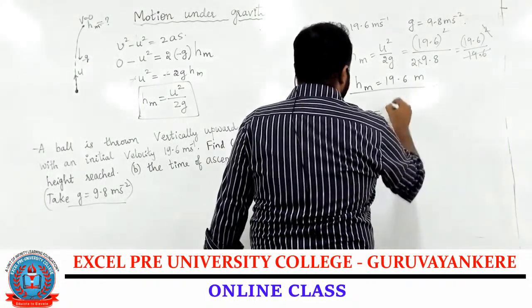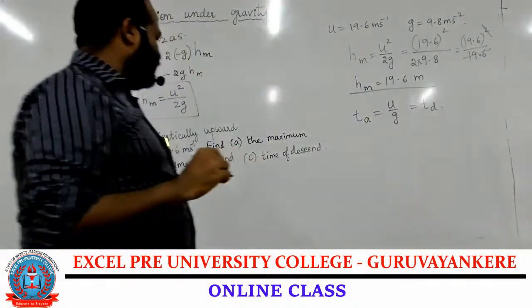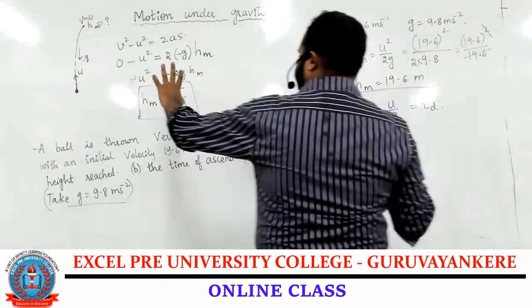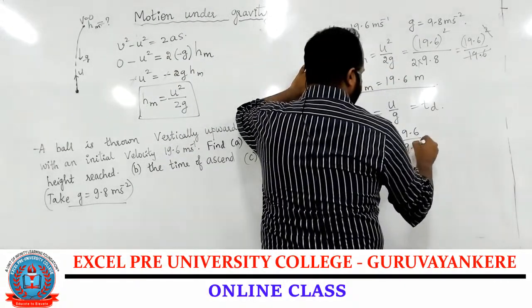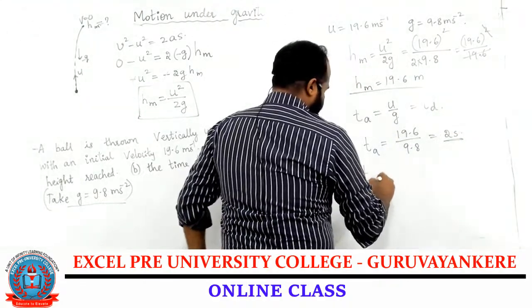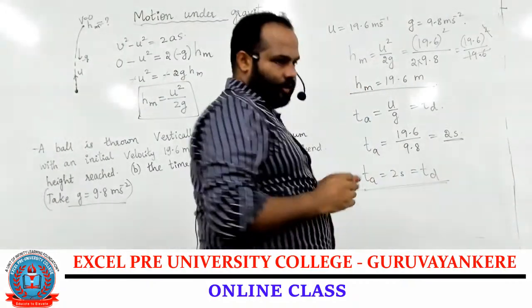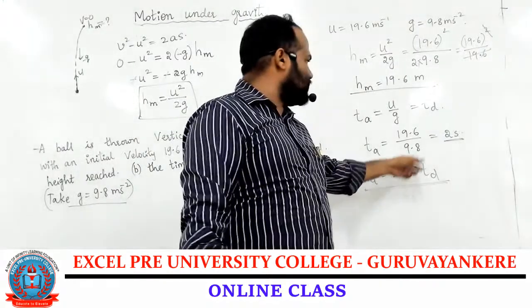Then what about the time of ascent? Time of ascent is u by g, which is also time of descent, if you neglect air resistance. We will talk about that in the next class, what is air resistance and all. So u is 19.6, g is 9.8, which is 2 seconds. So time of ascent is 2 seconds, which is also equal to time of descent. Hope all of you understood. Very good. Sanjana, very nice. So that is 2 seconds each.